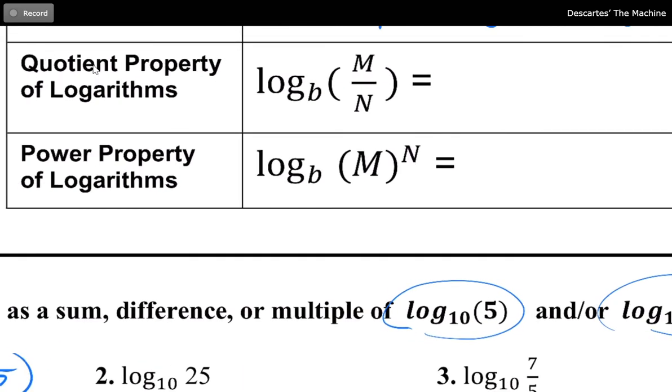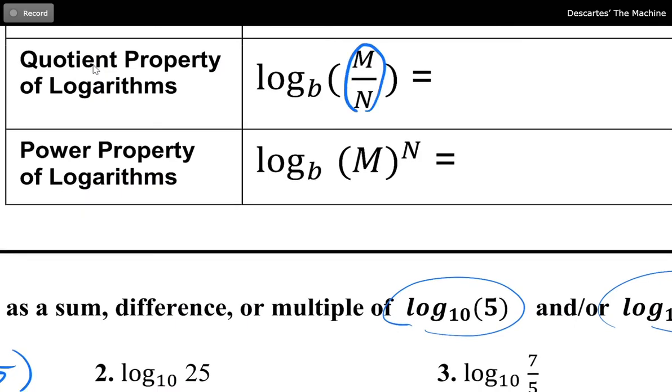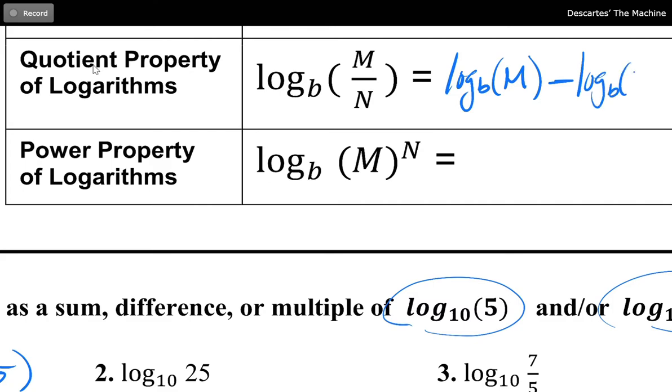Let's go over these next two then. Quotient property of logarithms. So again, here the power is being divided, right? So it's m divided by n. So I can make that a subtraction problem. It is going to be log base b of m minus log base b of n. So what was a division problem now becomes a subtraction problem. And again, let me ask you, which is easier to do without a calculator, to subtract or to divide? I would say it's easier to subtract.